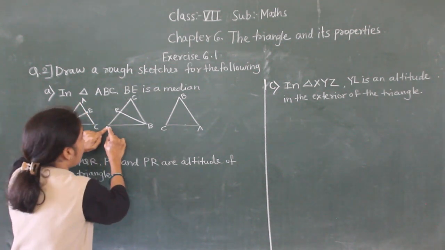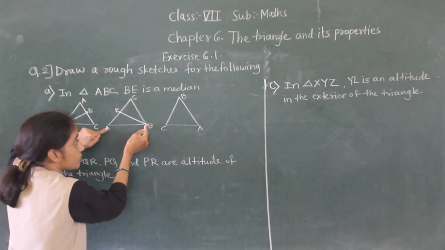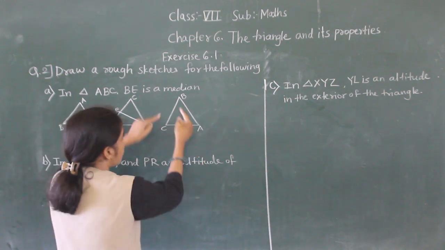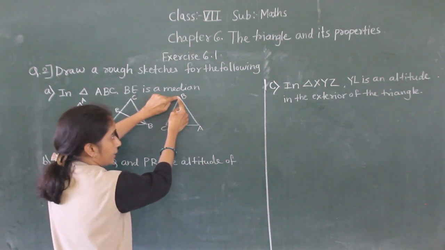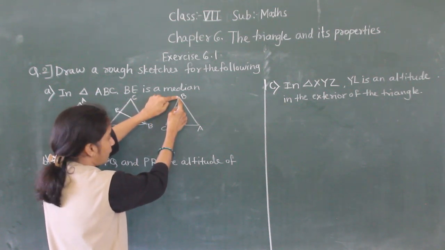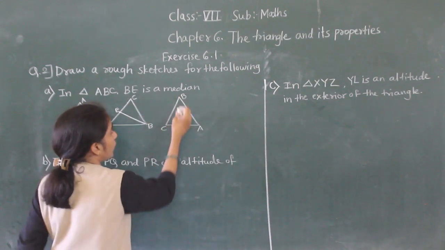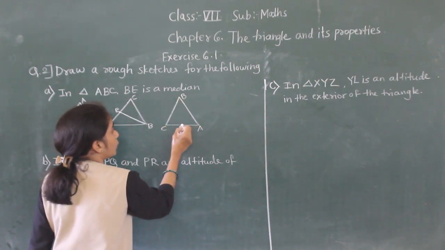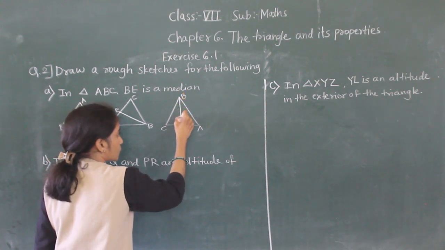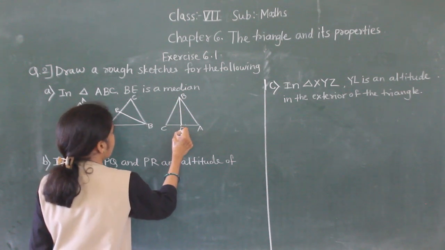Here also A, B, C. Start from vertex B, opposite of AC. BE is a median, it will start from B and come on AC. Now the midpoint of this, suppose I take it here, you measure and take. So BE is the median.